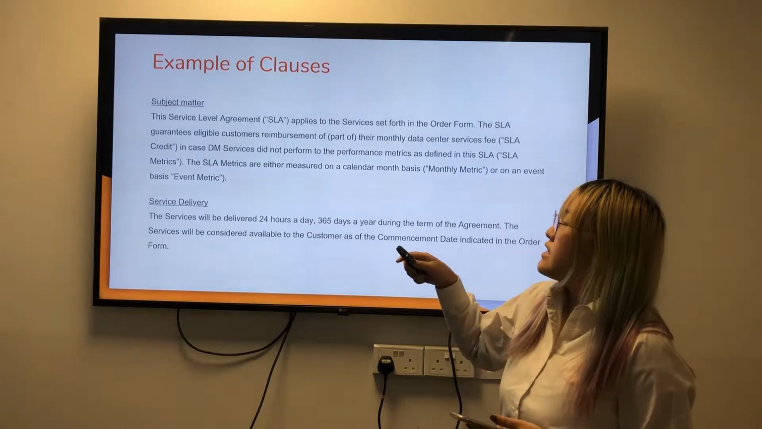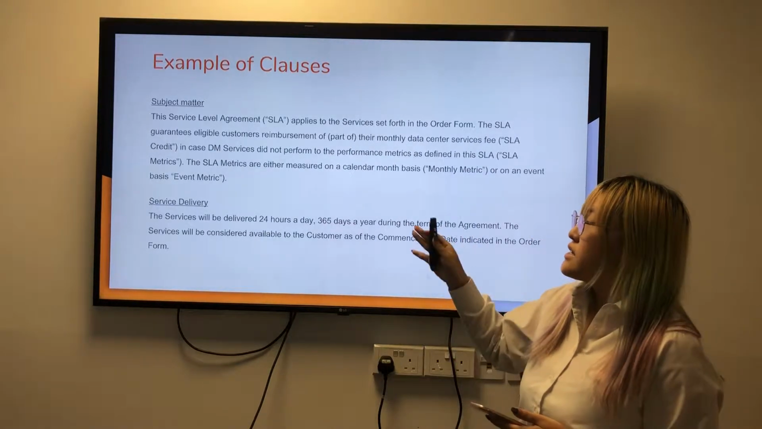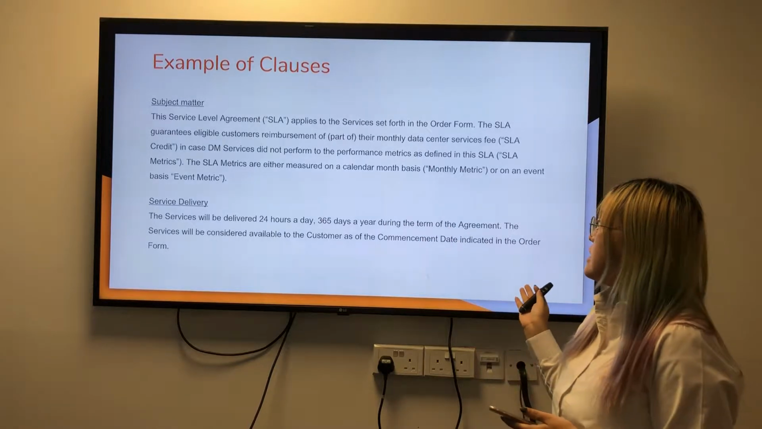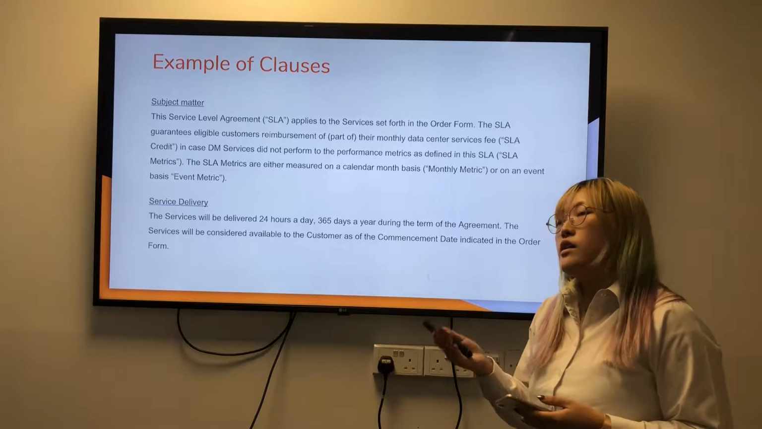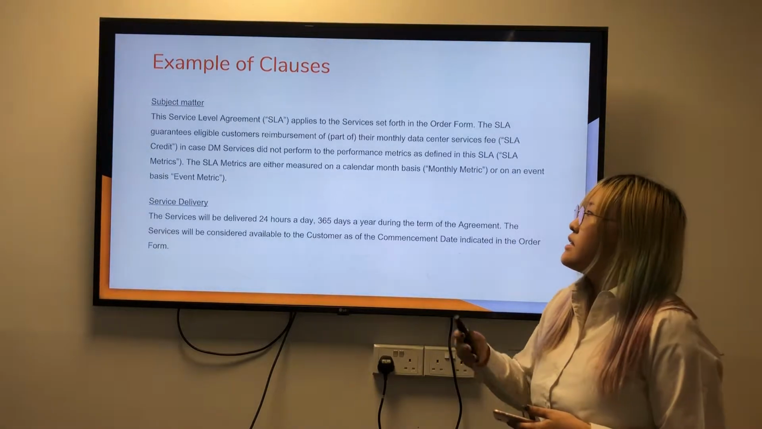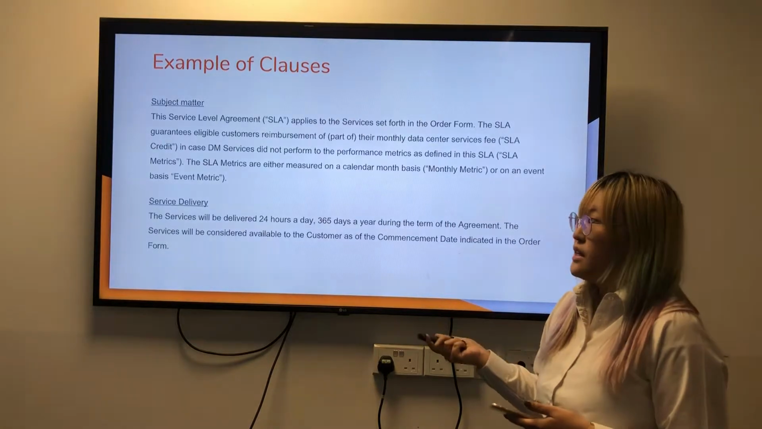So these are other example clauses that might be included in the SLA as well. I will just briefly scan through them. So subject matter, it basically says that if the service provider does not perform up to standard, the client can actually either fine them, get reimbursements, or terminate the contract.